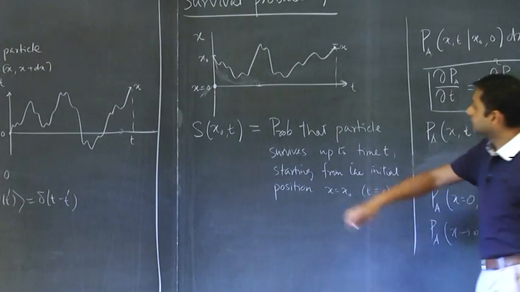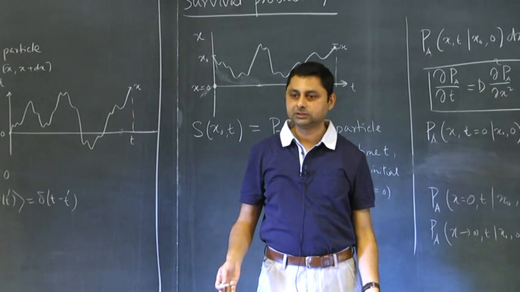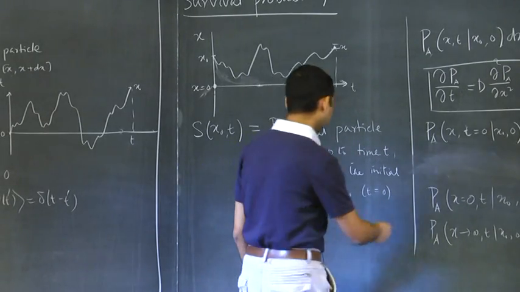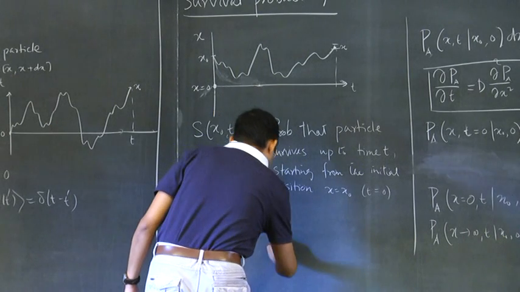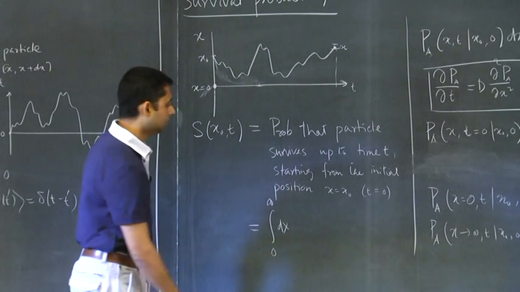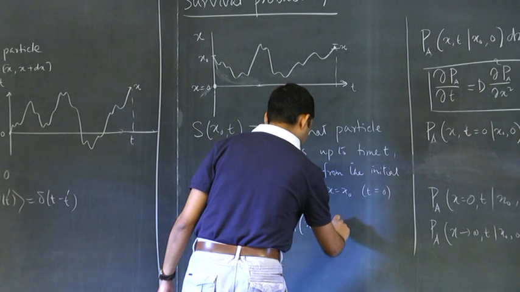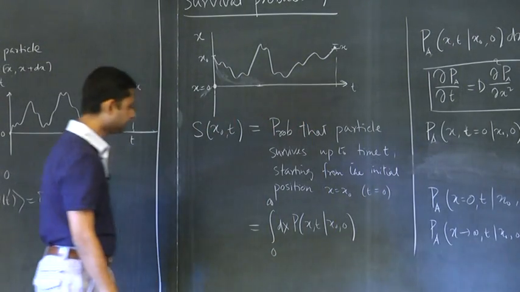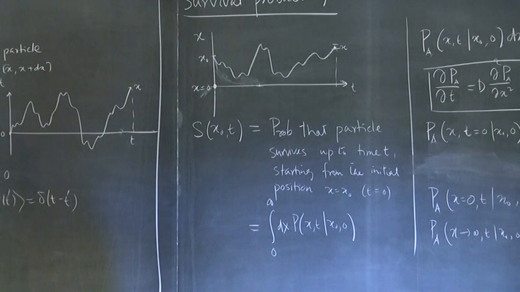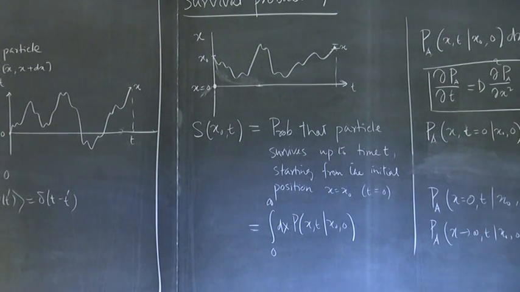I want to find out all trajectories which go from x0 until time t and do not cross the origin, right. So then what I have to do is integrate over the end point, p of x, t, x0, 0, because this end point does not matter, right. So I just integrate over the end point.